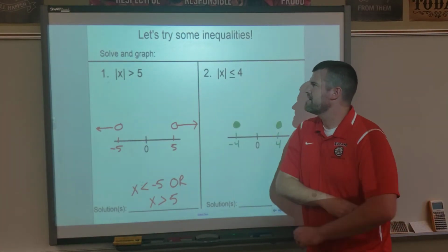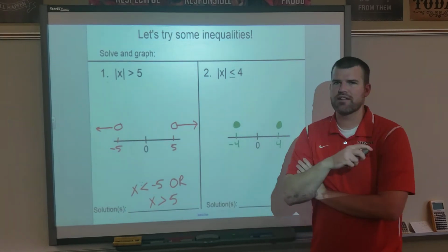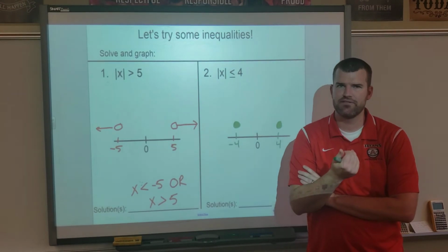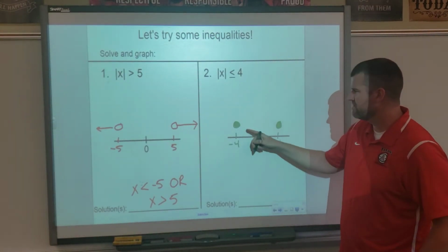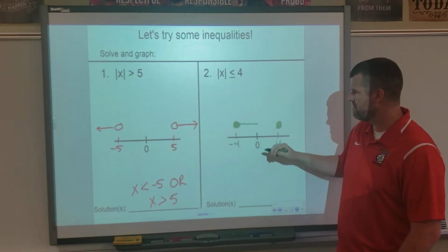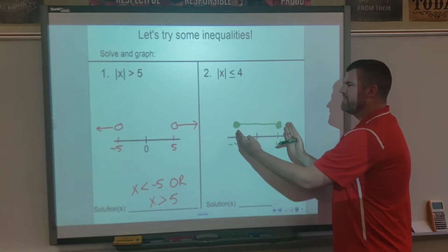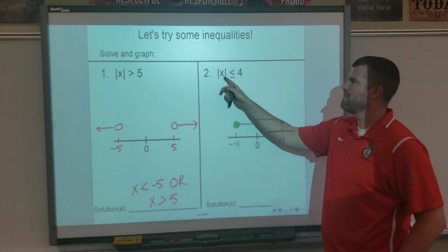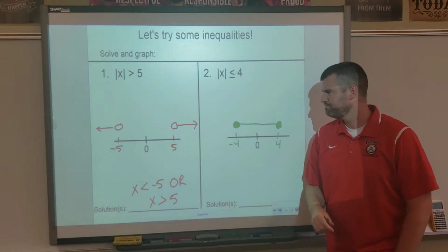Now the rest of this is we want our distance to be less than or equal to 4 spots away. So we want to be closer to 0 than 4 and -4 are. So if I want to be closer to 0, I'm going to go to the numbers that are closer to 0. So like -3, -2, -1, 0, or 3, 2, 1, 0. So all of the numbers from -4 to +4 will have an absolute value that is less than or equal to 4 spots away from 0.